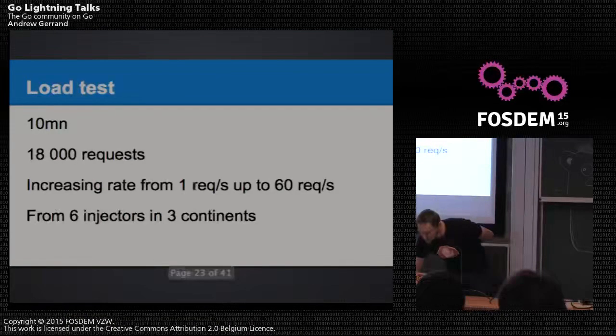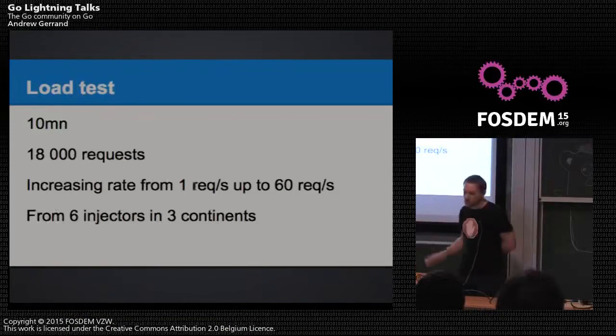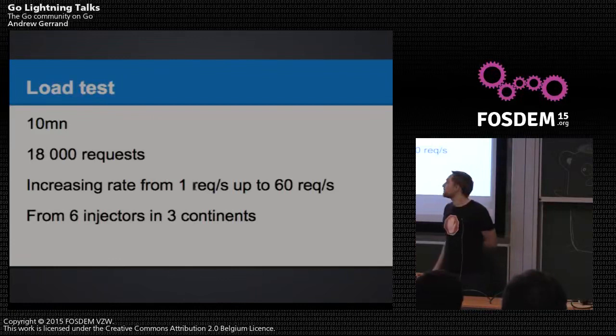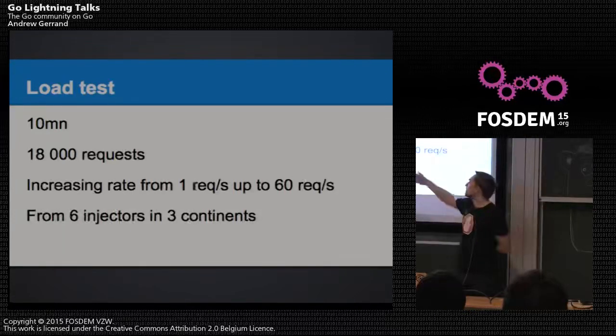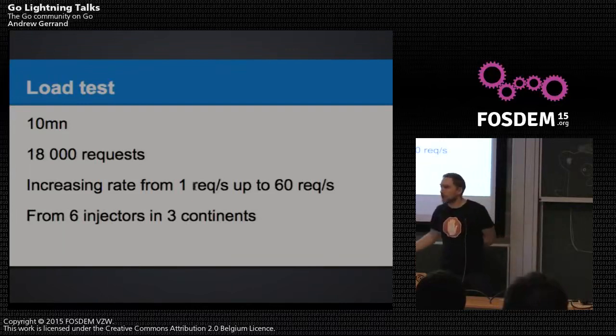A few figures. I set up some load tests. Each load test is 10 minutes. It sends 18,000 requests, and it's an increasing rate. It's a ramp, and it uses 6 injectors, 2 in Asia, 2 in Europe, and 2 in US.